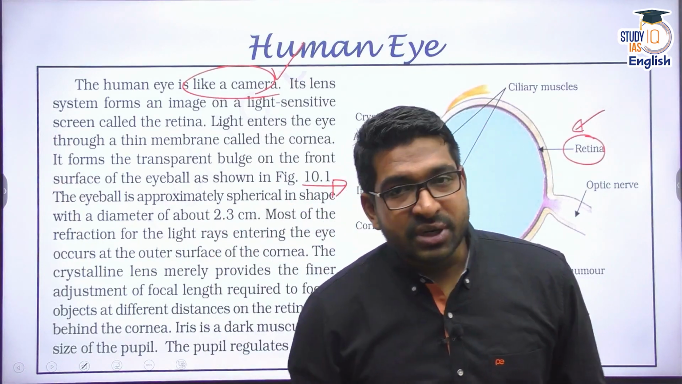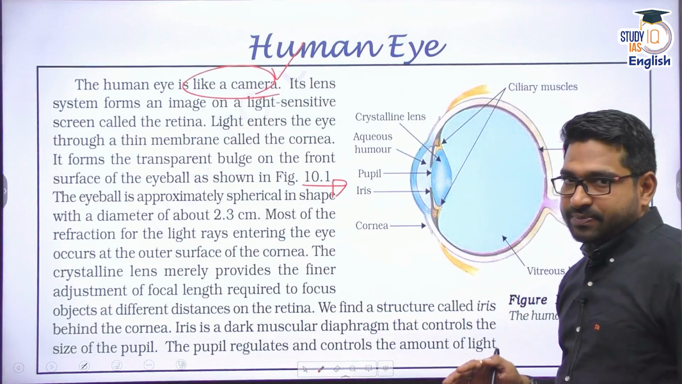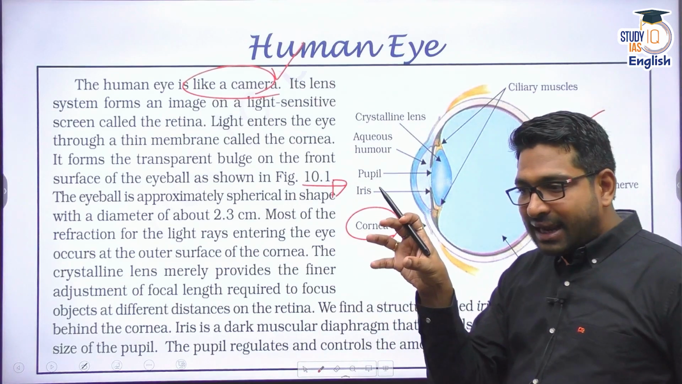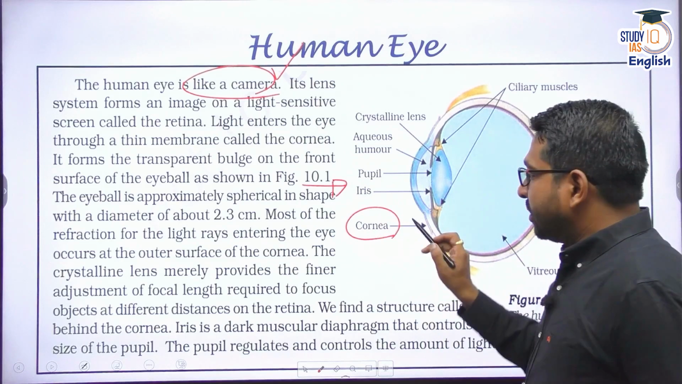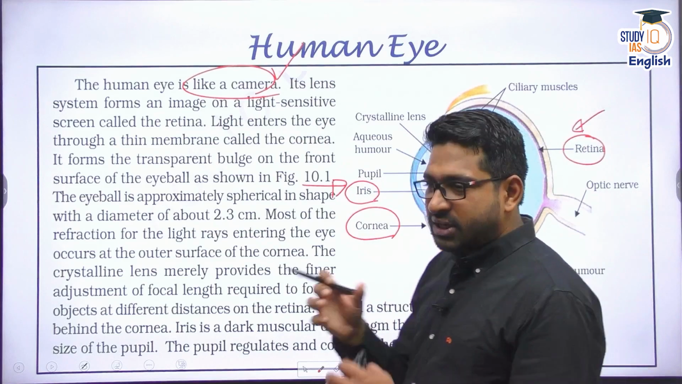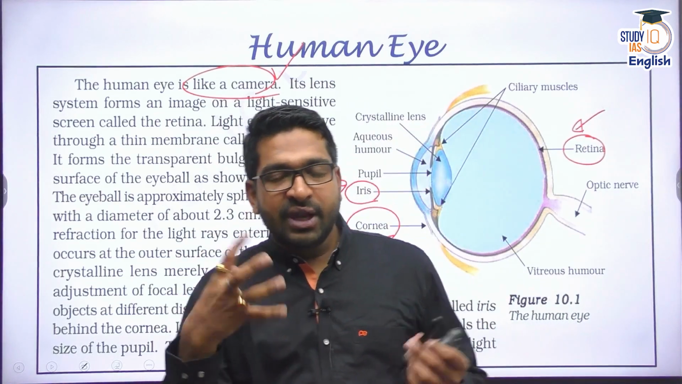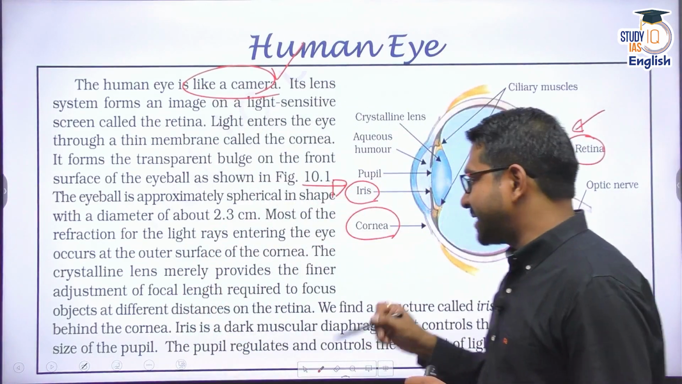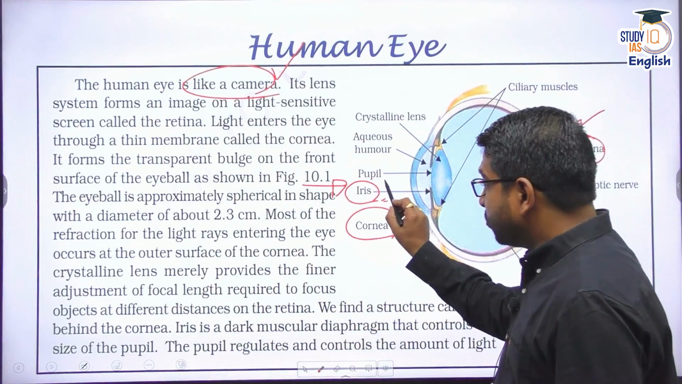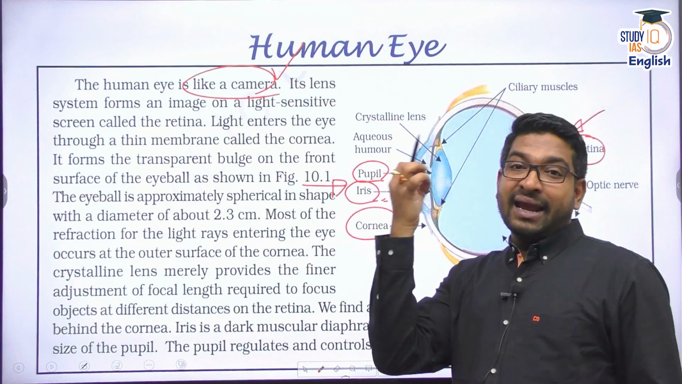Now, how does it work? The eye has different components. The external eye has a cornea. The cornea allows the light to enter. After the cornea, there is the iris. The iris controls the movement of the pupil. That means how much light enters your eye is decided by the iris. The iris for every individual is quite unique. Then there is the pupil, the black part in your eye through which the light passes.